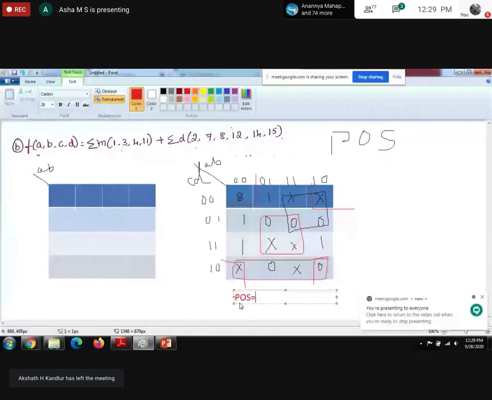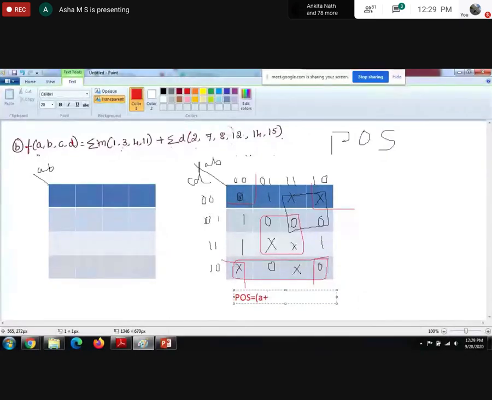POS equal to, I'll write for this squared first. This squared first means the B term will get cancelled. I'm left with A. A is 1, so A bar. Then here the D term will get cancelled, left with C. C is 0, write as it is.